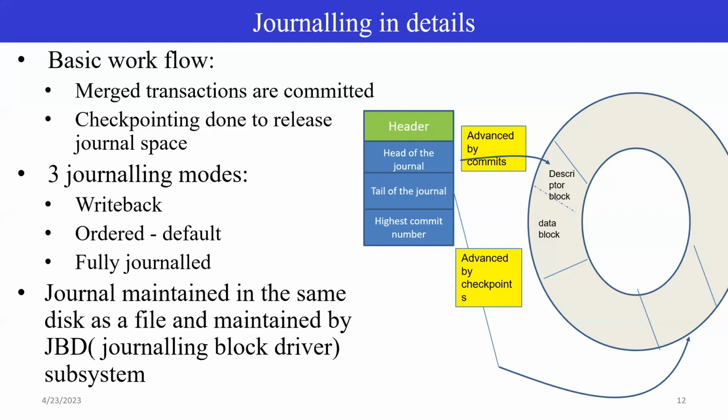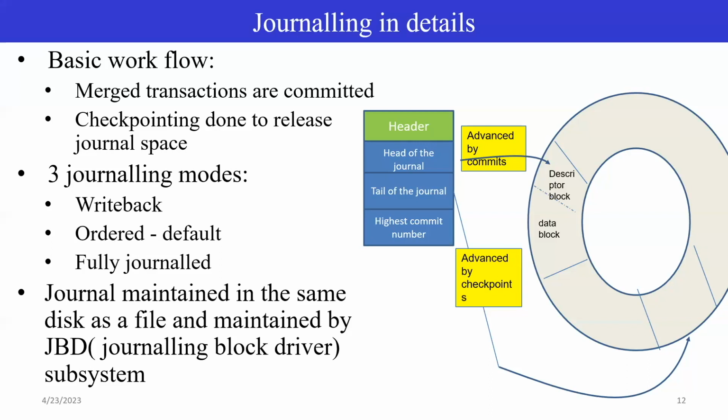Now there are three journaling modes, which will affect the size of the journal. This is provided as a mount time option. One is called writeback, another ordered, and the third fully journaled. Writeback is a mode where we write only the metadata to the journal. You are not attaching your data to the actual journal. You are just writing only the metadata.